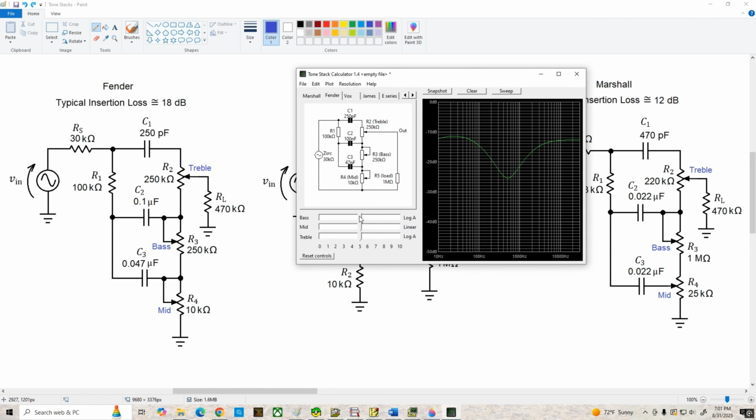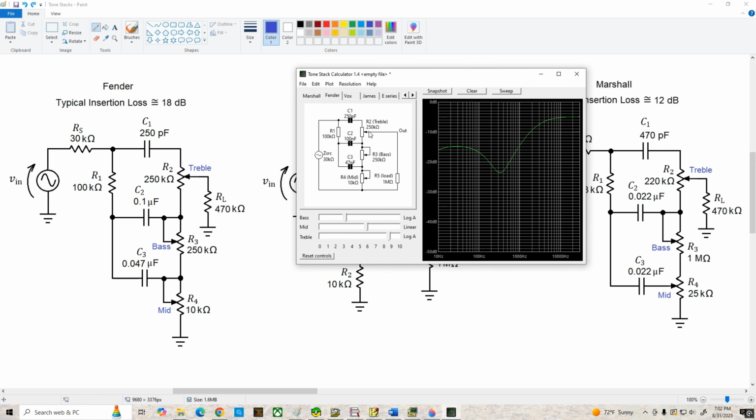And you can use these sliders to vary the pots. So the bass control here in the middle, if we move that from one extreme to the other, we can see how it changes the bass response. And the mid-range, likewise, and treble, the same thing. And we can move them all different amounts, different ways, and see what's going on. So this is a really nice tone stack calculator.